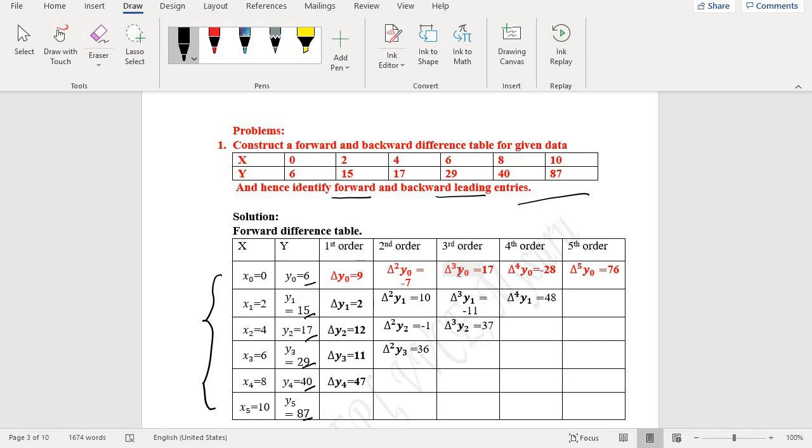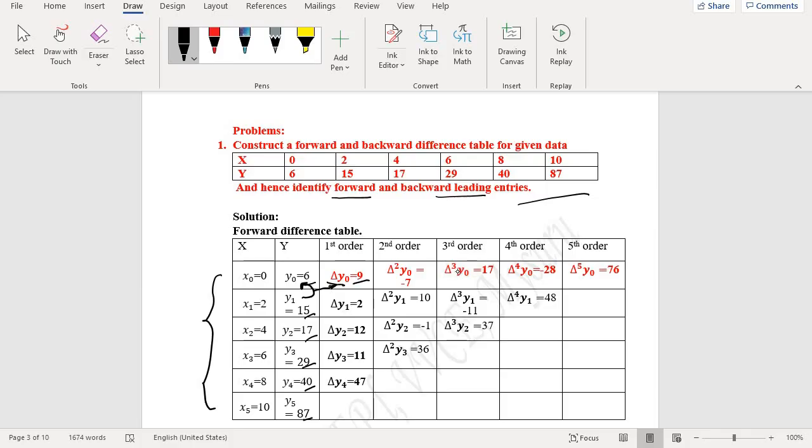Now first, forward difference. The third column represents the first order forward difference, and it is denoted by delta y0. I know the definition already. What is delta y0? y1 minus y0 gives delta y0. So here y1 minus y0 is nothing but 15 minus 6, that is 9.